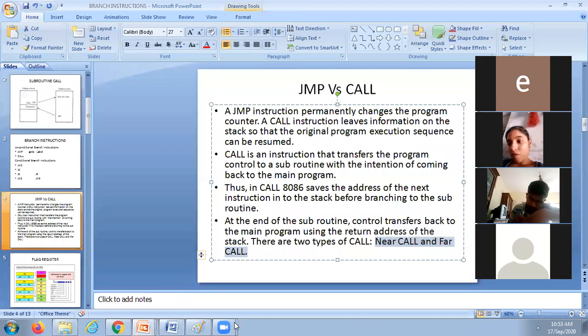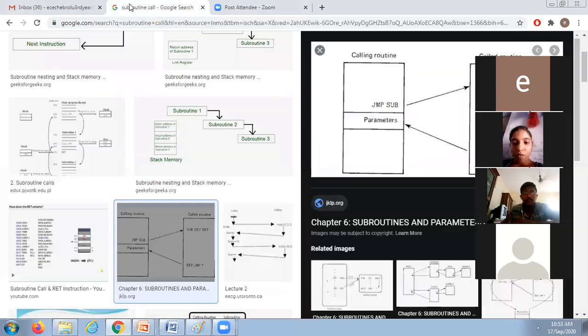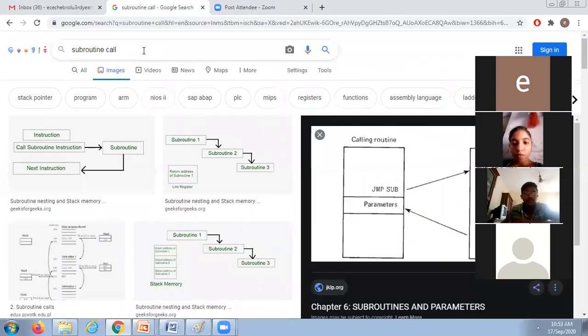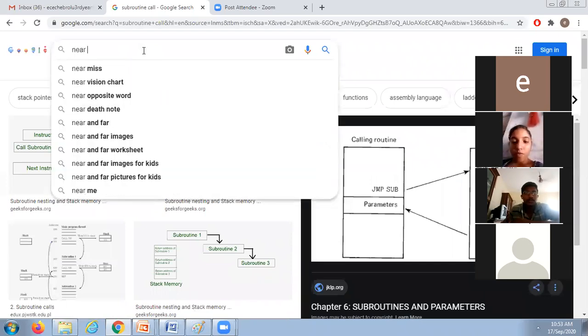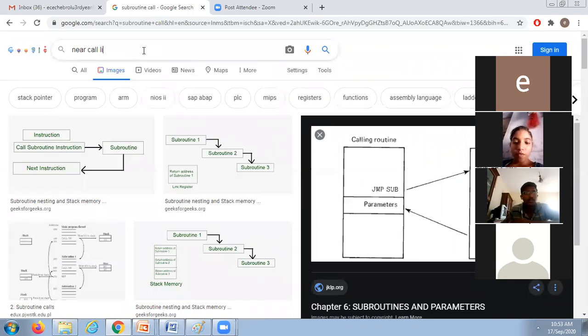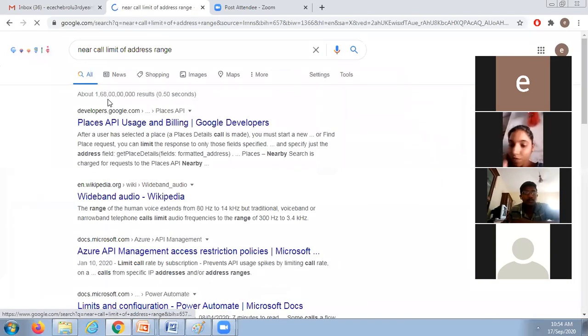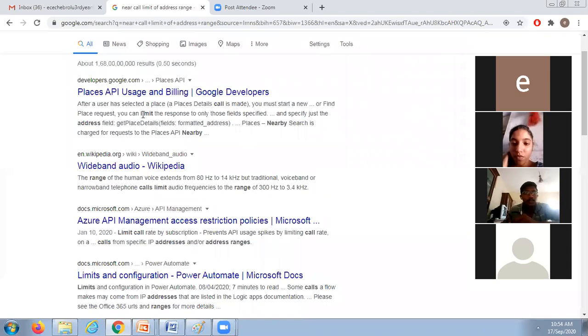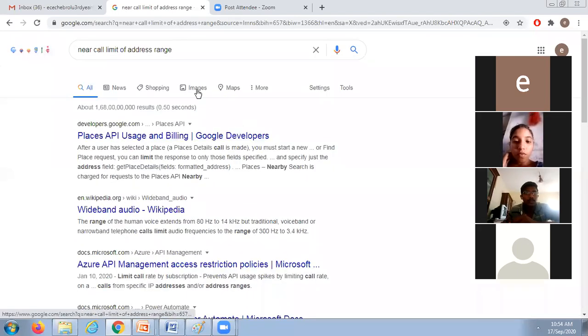I will give the correct information about this now. There is some limit for near call and far call. Near call limit of address range. I think it is 64K or so. This one, near call.